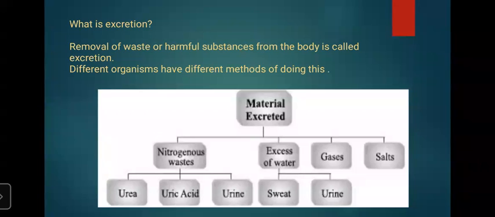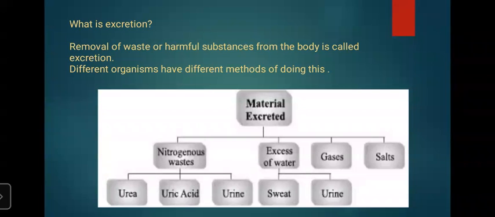In unicellular organisms, waste materials are directly eliminated across the cell surface. They directly flush out waste material from the surface. Whereas the process of excretion in multicellular organisms is complex. We know the difference between unicellular organisms and multicellular organisms.